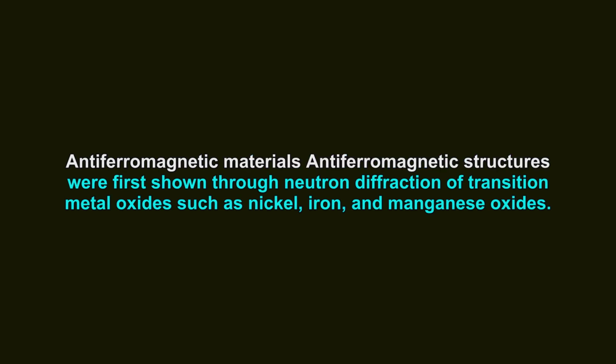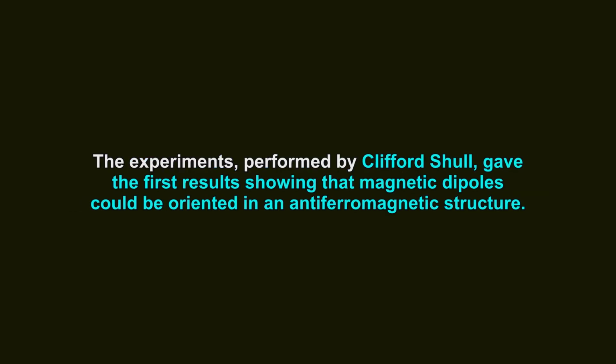Antiferromagnetic structures were first shown through neutron diffraction of transition metal oxides such as nickel, iron, and manganese oxides. The experiments, performed by Clifford Shull, gave the first results showing that magnetic dipoles could be oriented in an antiferromagnetic structure.